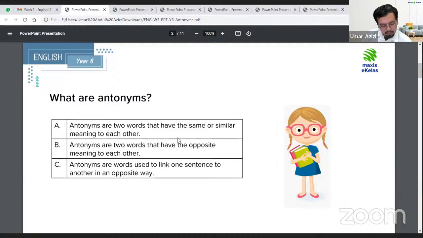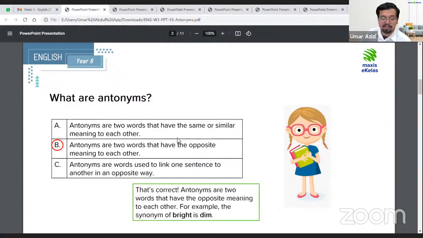We haven't answered yet. We don't have it just yet. I'm assuming everyone's still warming up, so that's okay. I'm going to give it another 10 seconds. 9, 8, 7, 6, 5, 4, 3, 2, 1. All right. So the answer for this one is B. So antonyms are two words that have the opposite meaning to each other.